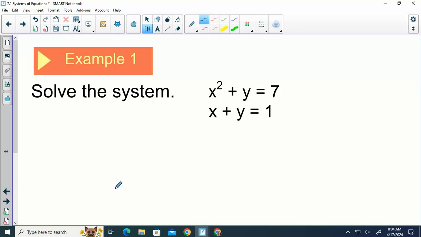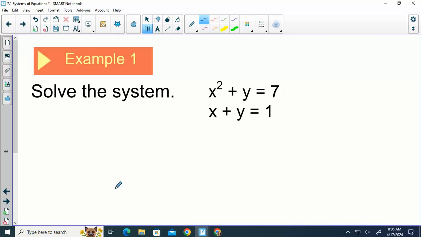So we're looking for all the different solutions. Let's say I gave you this system. Now, we could have some inkling of how many solutions we might get. What's x squared plus y equals 7? What kind of function is that? That's a quadratic. So we have a parabola. x plus y equals 1. That's linear. It's a line. So a parabola and a line could meet at most how many times? 2. So we can have 0, 1, or 2 solutions.